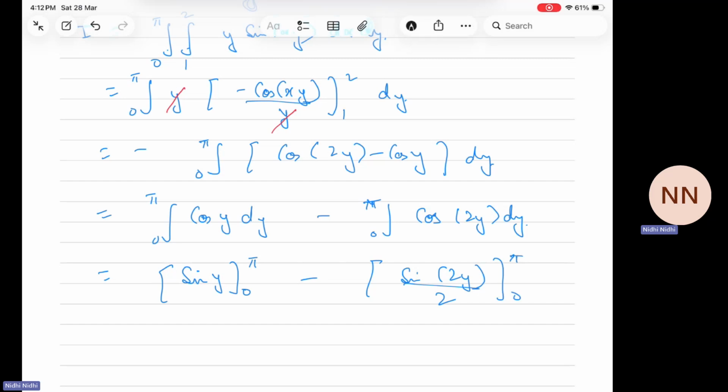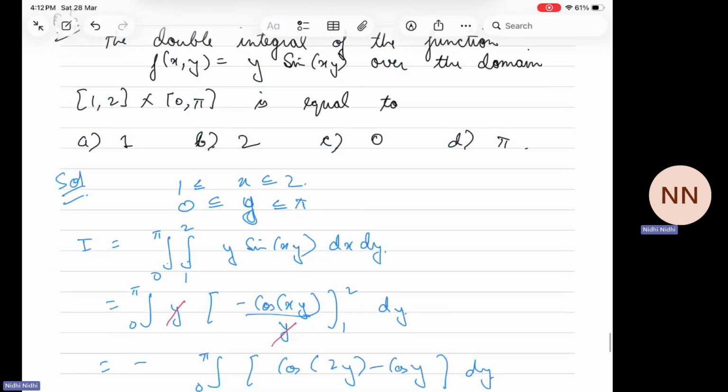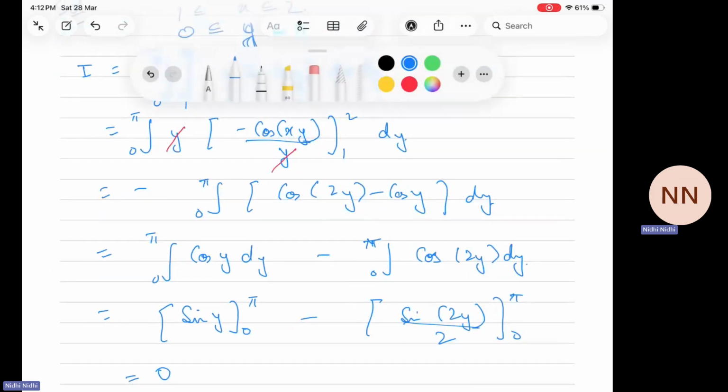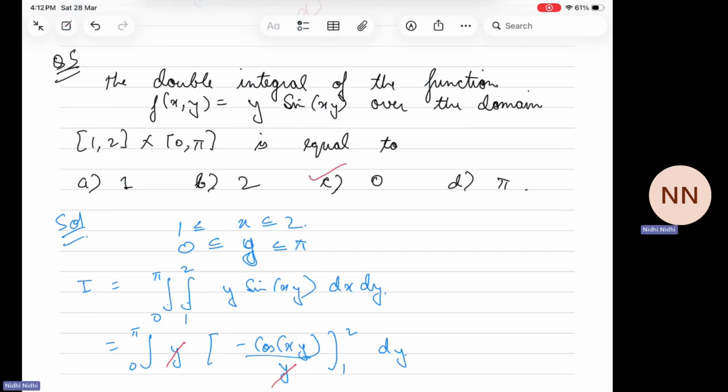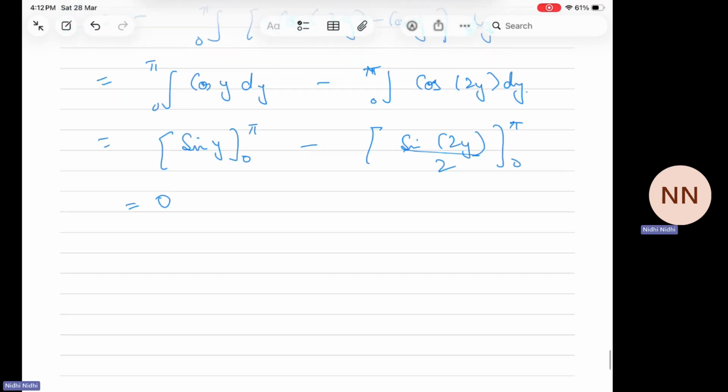Now since sine pi is 0, sine 2 pi is 0, and sine 0 is 0, everything is 0. Therefore, option C is correct. This is equal to 0. I hope this solution is fine.